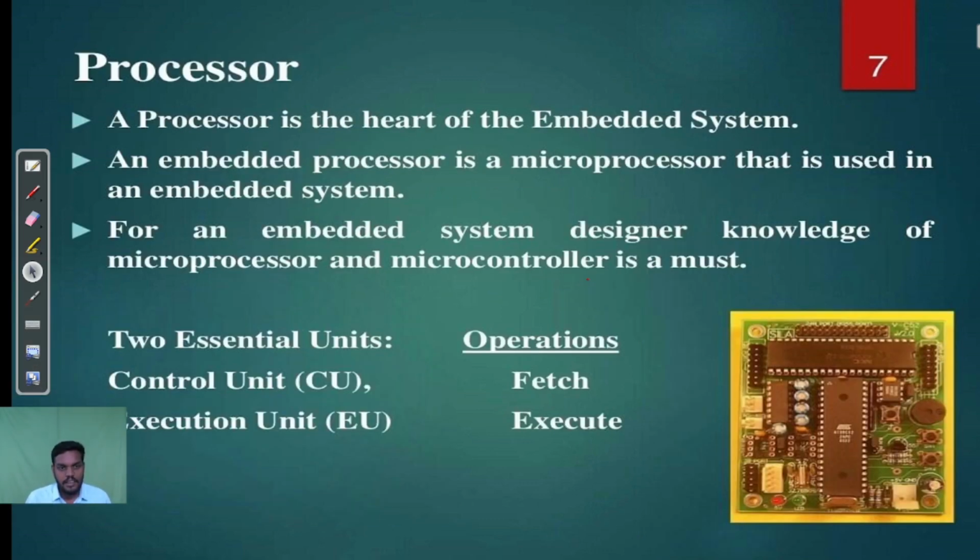A processor is the heart of the embedded system. A microprocessor can be used in an embedded system. In the control unit, you have to segregate it into two parts: fetch and execute. The instruction is fetched from memory. Each instruction has its own data, and the data can be fetched from the memory or RAM, and that instruction is executed in the CPU processor.